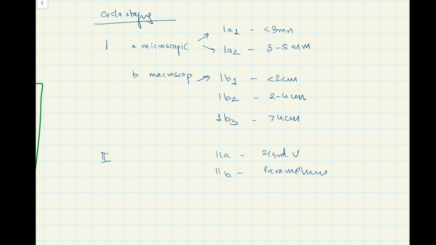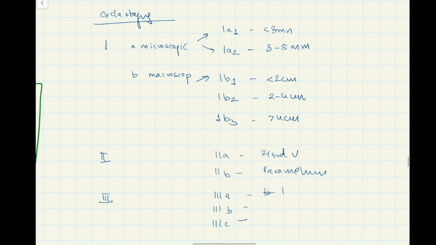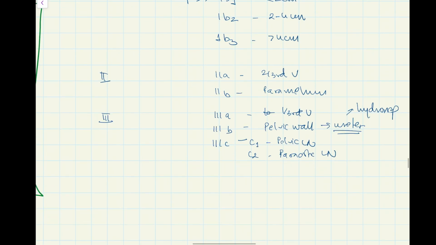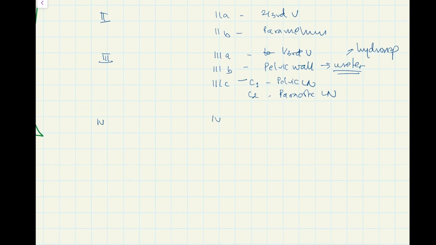Then stage 3 is divided into 3A, 3B and 3C. 3A is lower 1/3 of vagina, B is pelvic wall, that is ureter will be involved, leading to hydronephrosis. And C is further divided into 3C1 and 3C2. C1 is pelvic lymph node and 2 is para-aortic lymph nodes. Now stage 4 is 4A and 4B. 4A is involvement of bowel and bladder, while B is involvement of the inguinal lymph nodes.